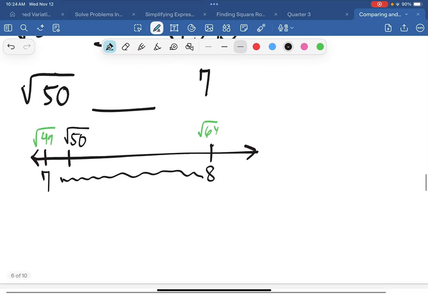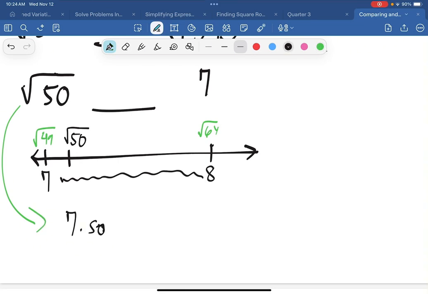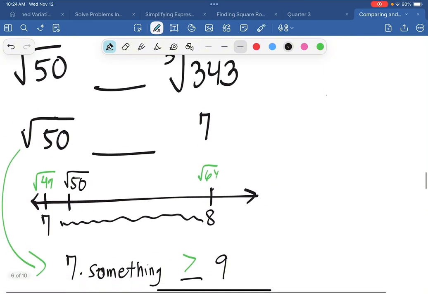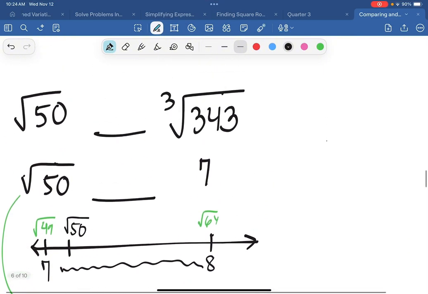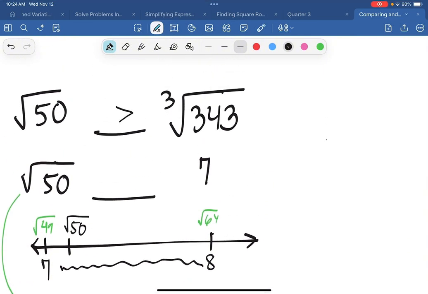So obviously, the square root of 50 is 7 point something, which means it is greater than 7. So again, the square root of 50 is greater than the cube root of 343. And that's it for today.